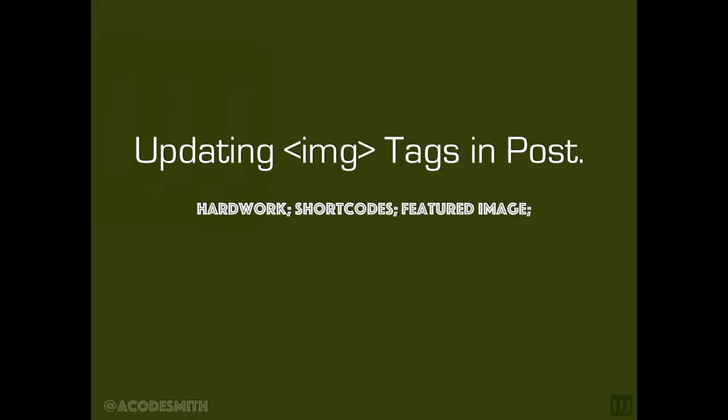So how do we actually update the image tag inside of the post? There's a few different methodologies. First one's a lot of hard work. Second one's shortcodes. And then you have featured images, right?